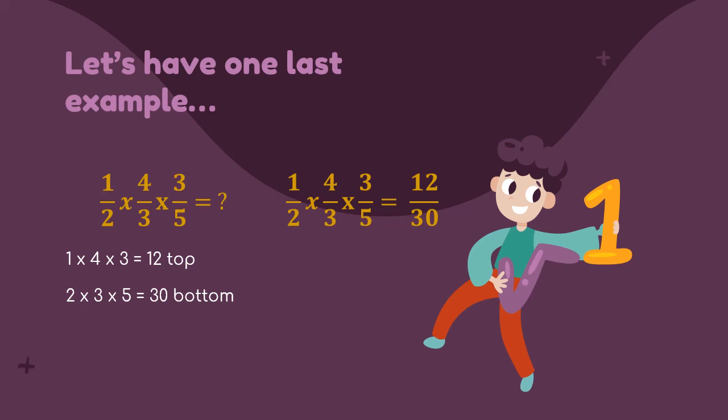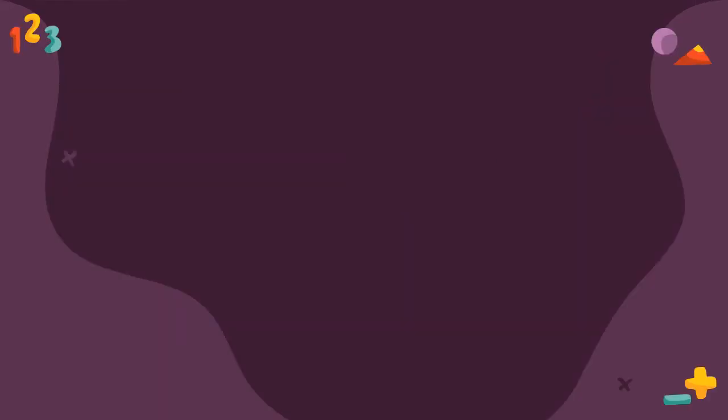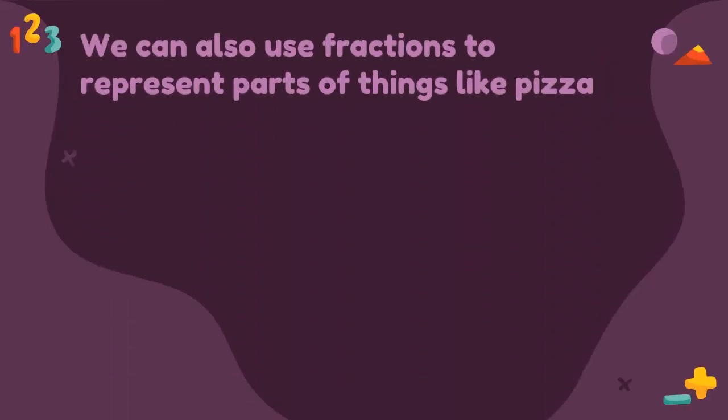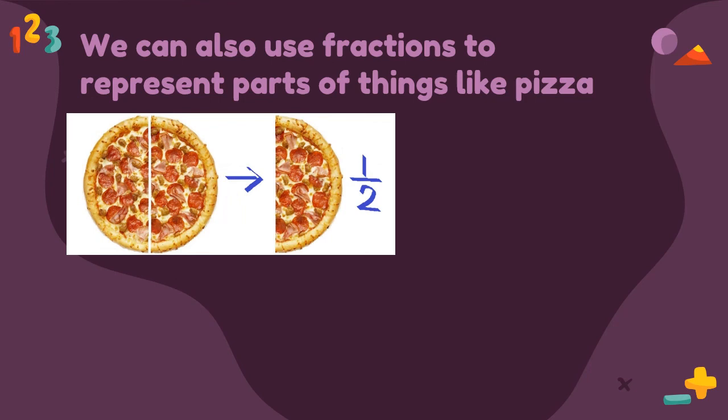So there you have it. Multiplying fractions is easy because fractions are just another way of writing division problems. But remember, there's another way to think about fractions. We can also use fractions to represent parts of things, like half of a pizza, for example. But does it make sense to multiply a half pizza by another half?